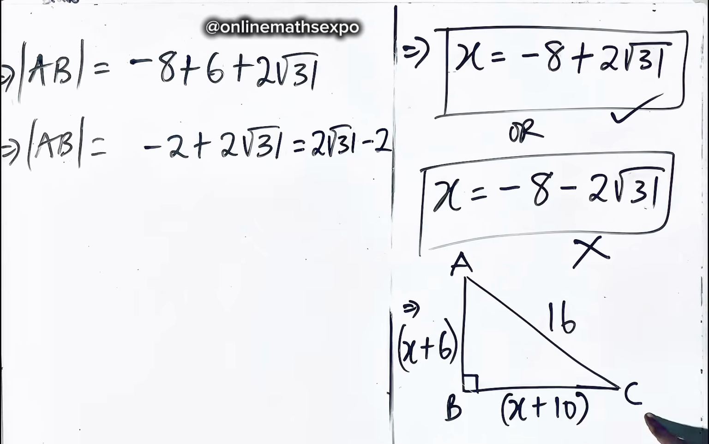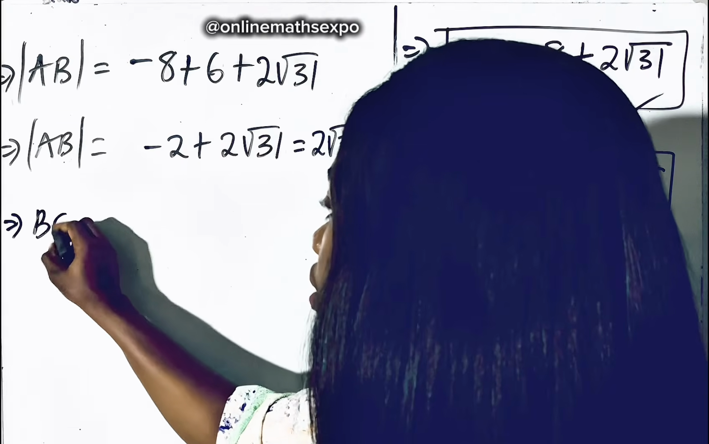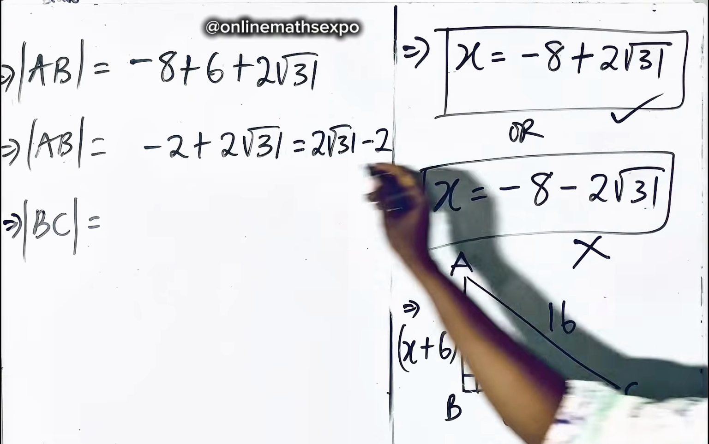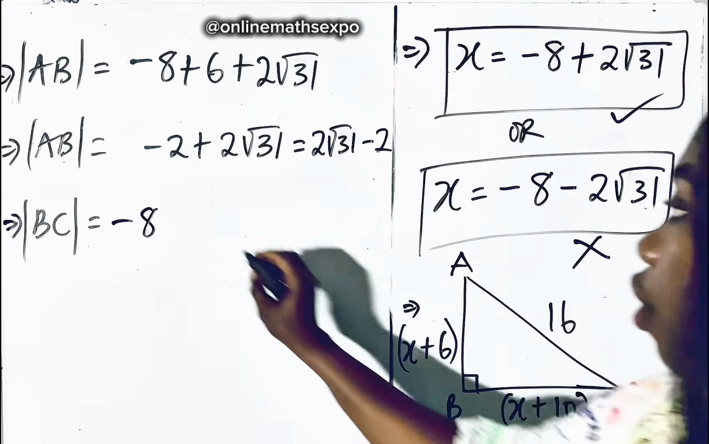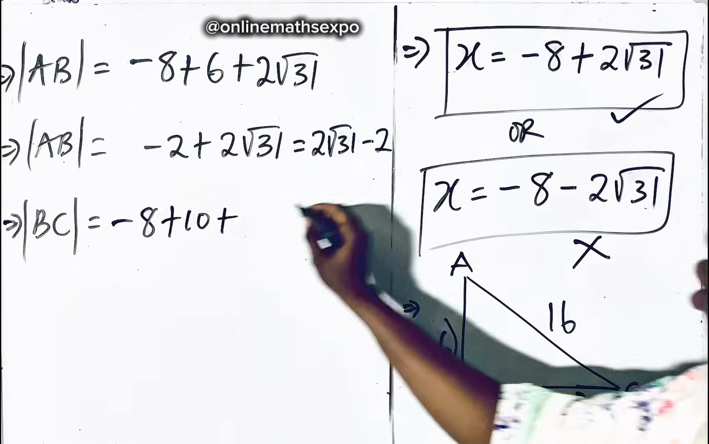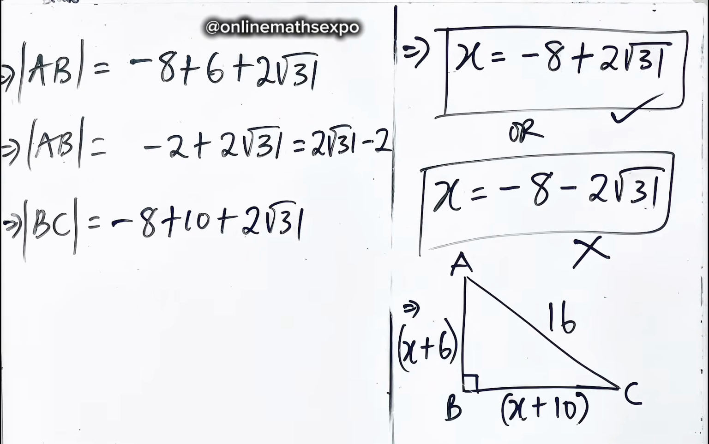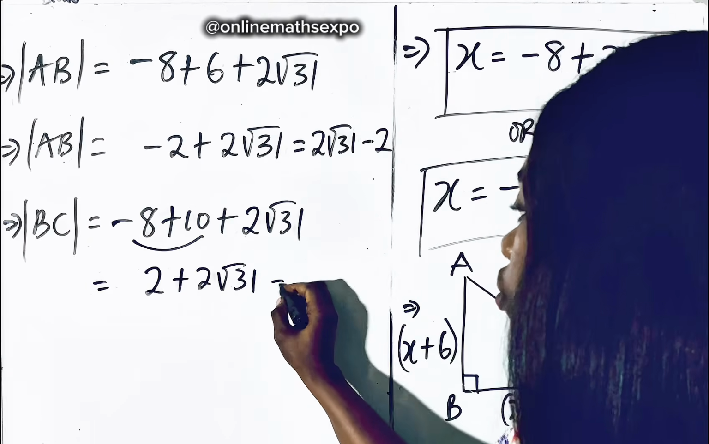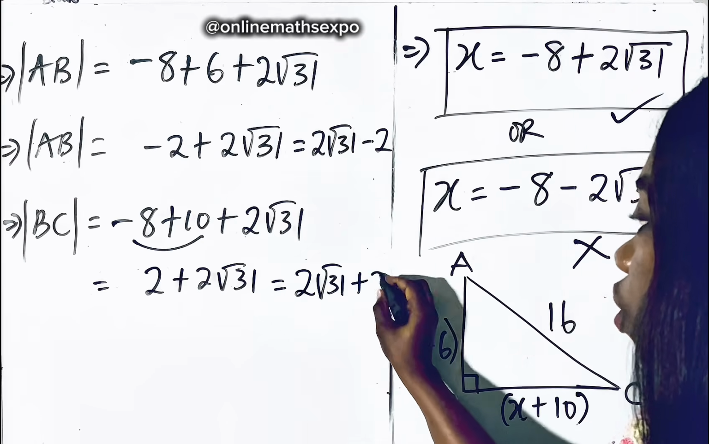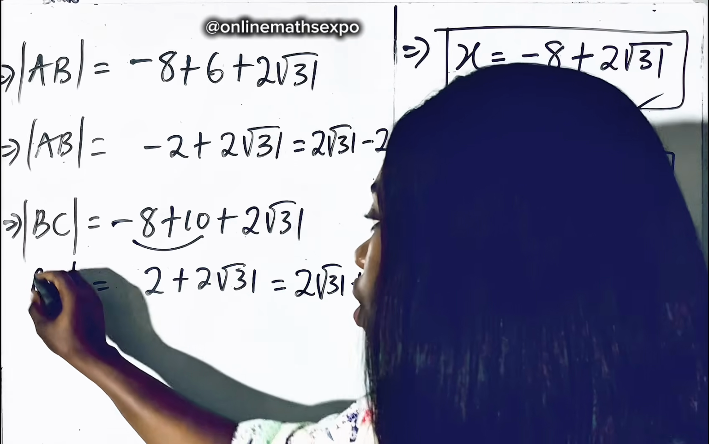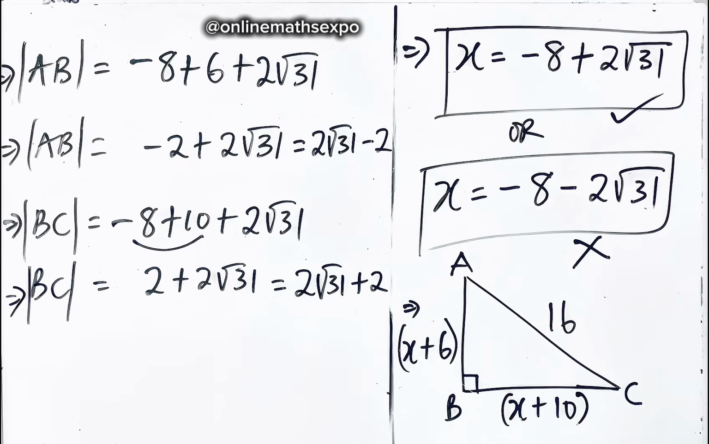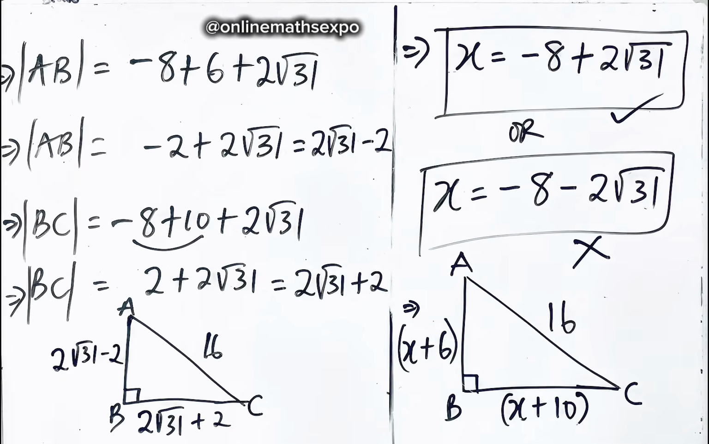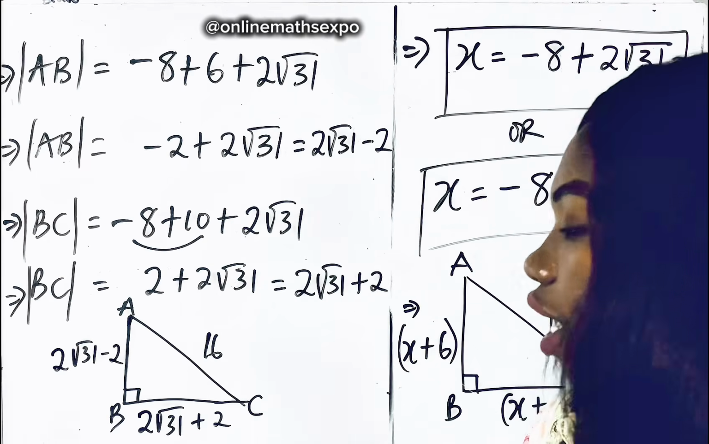Now let's take length BC. It's going to give us length BC is equal to x plus 10. So x is this, and that gives us negative 8 plus 10, then plus 2 root 31. Simplify, this will give us 2 plus 2 root 31, which is the same as 2 root 31 plus 2. So this is for length BC. Now that we have found this length, it means that the diagram now looks this way. Now to find the area, remember we said is to multiply these two lengths and divide by 2.